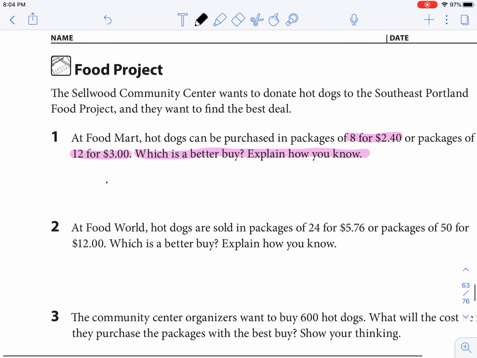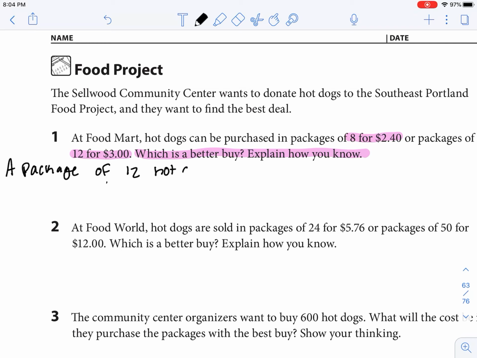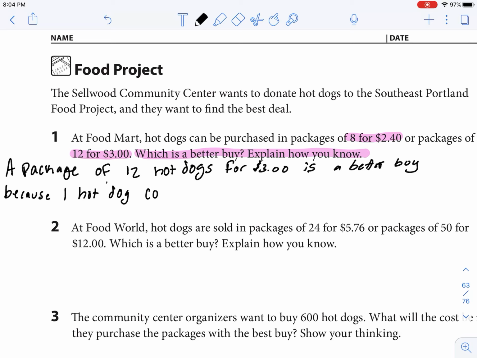So I'm going to write: a package of 12 hot dogs for $3 is a better buy because 1 hot dog costs 25 cents.